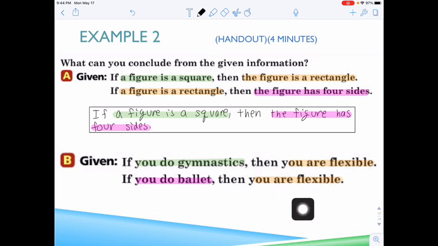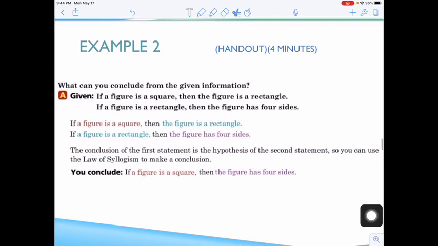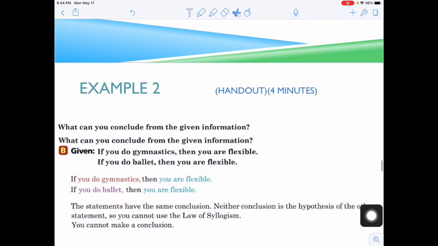Here our two conclusions match. So we didn't have a conclusion that matched either hypothesis. Therefore, you cannot use the law of syllogism. The work for this problem is written out on the next few slides.